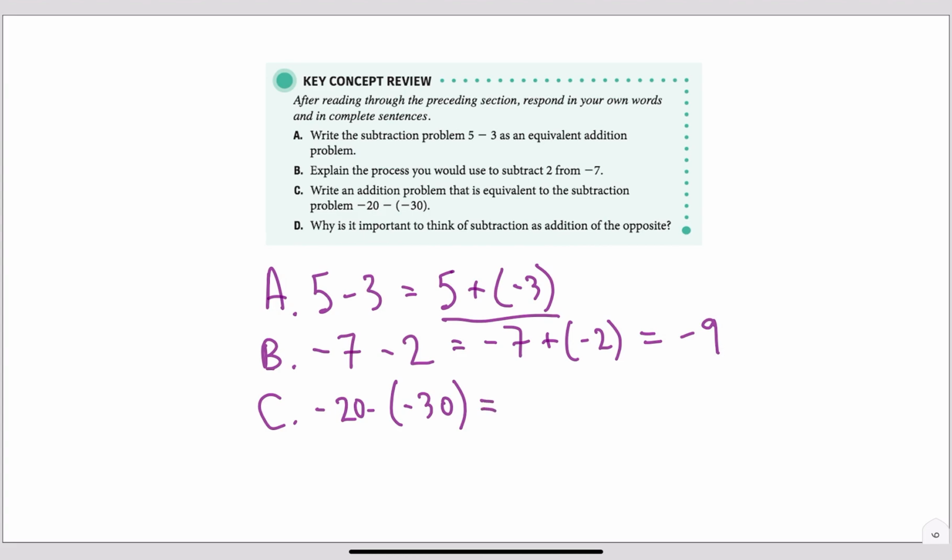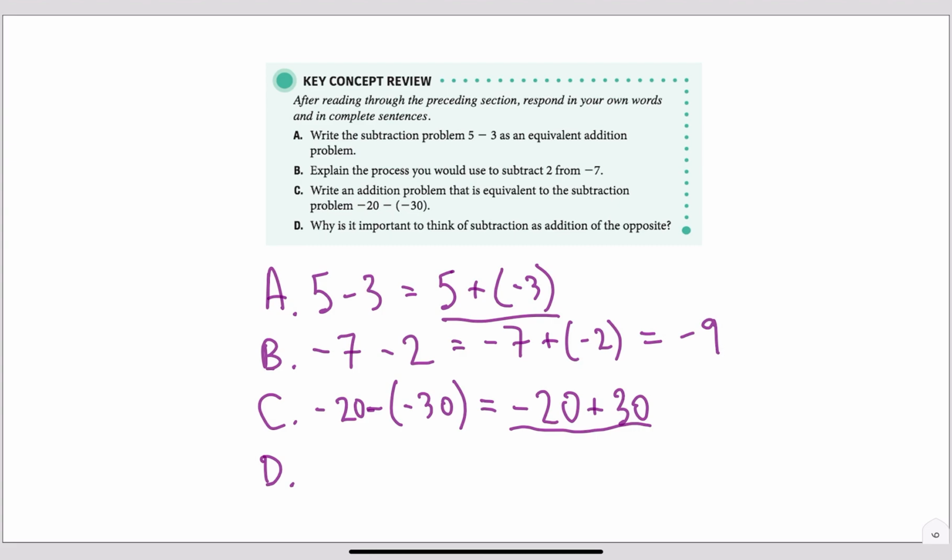So instead of subtracting a negative, I'm going to add the opposite. So I'll still start with negative 20. That doesn't change. But then instead of subtraction here, I'll add the opposite of negative 30, which is positive 30. So negative 20 plus 30 is equivalent to negative 20 minus negative 30. And hopefully you can see why we might want to do that, because sometimes it's going to be much easier for us to work with an expression like this. It just depends on the context.